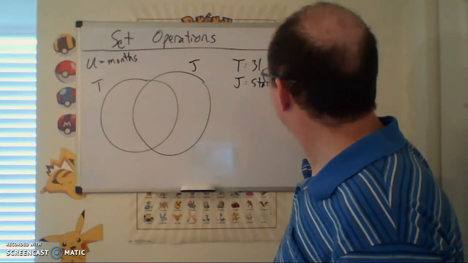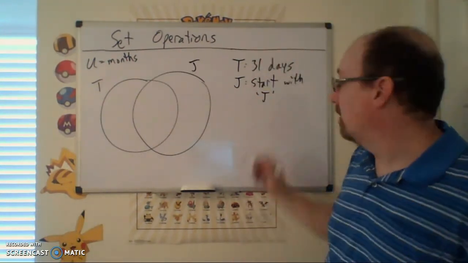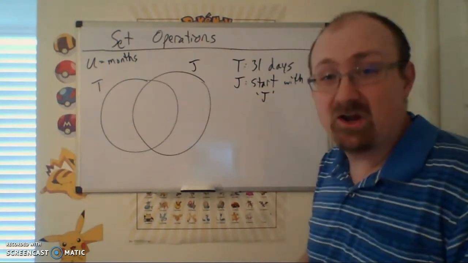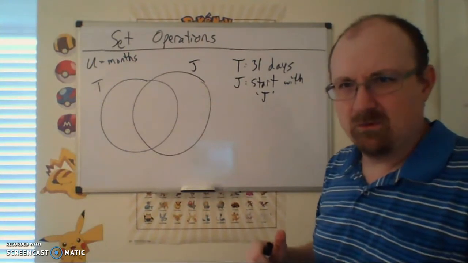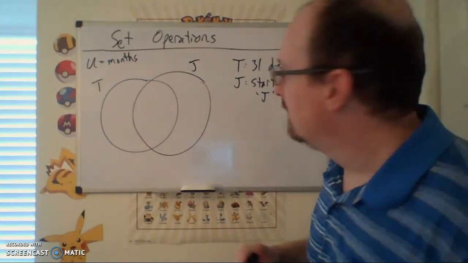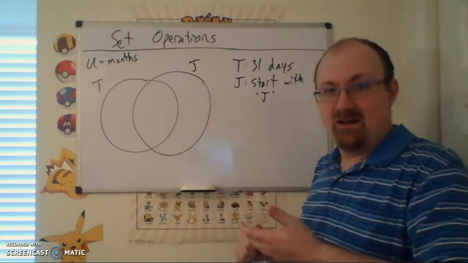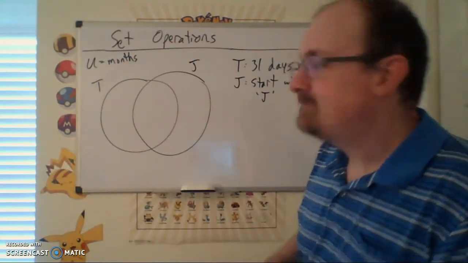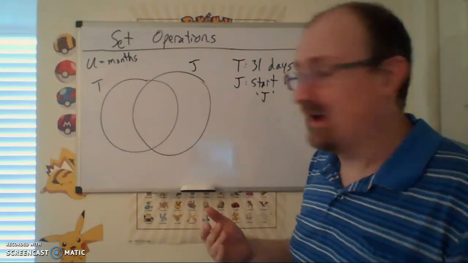And that's going to be, unsurprisingly, maybe all of the months in the year whose name starts with the letter J in English. Nothing, don't try to play any language tricks with me. So T is all the months with 31 days, J are the months that start with J. And then I want to populate the Venn diagram.